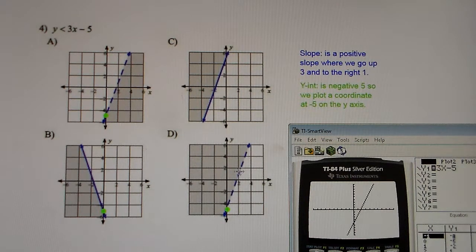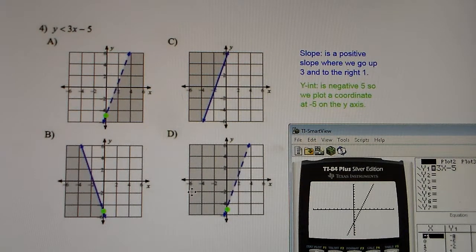So what does our graph look like here? Well, A looks like it could be good. C doesn't look good because our y-intercept in C is above the 0, 0 point, and our answer in our graphing calculator is below. So C does not work out. B is going into a negative slope where our answer is a positive slope. So B is eliminated. So it's either A or D.